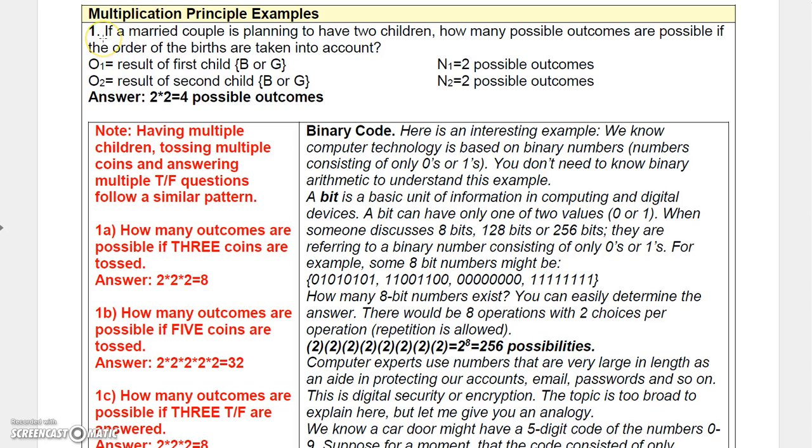Okay, so let's look at some examples. If a married couple is going to have 2 children, how many possible outcomes are there if the order of births is taken into account? Well, operation 1 would be the first child, and there's 2 possible outcomes. And then operation 2 would be the second child, and there's 2 possible outcomes. And you can have repetition, because you could have a boy and a boy, or a girl and a girl. So that would mean that there's 2 possible ways for the first child to be born, boy or girl, 2 possible ways for the second child to be born, boy or girl, and that's 4.